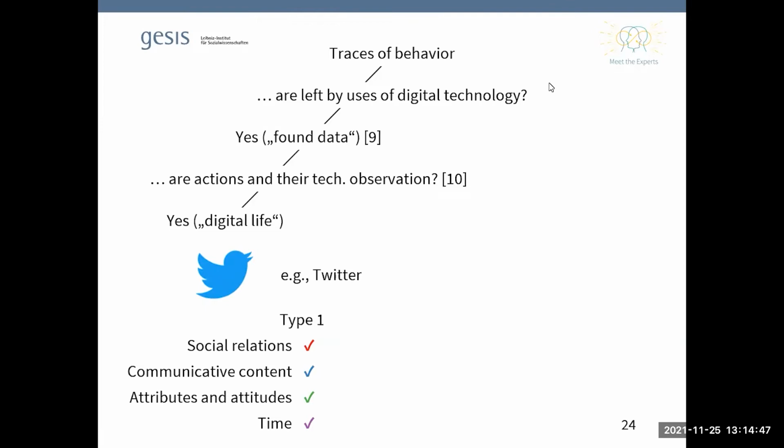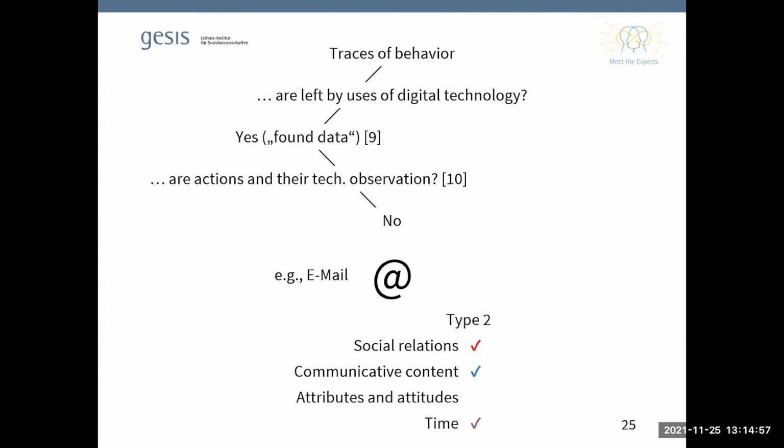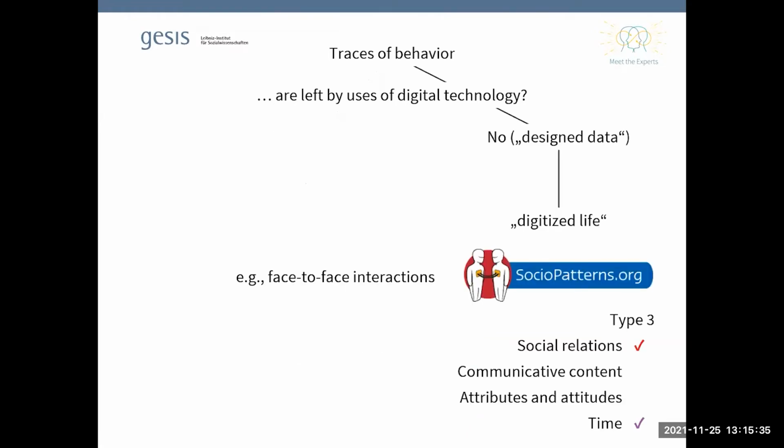And in this case, you have all four dimensions of digital behavioral data, as we saw. Now, in the second case, where the action is not its technically facilitated observation, an example is email. A telephone call would be another example, where it's easier to understand that the call is not its technically facilitated observation, as in the case of a tweet. But we'll later use the example of an email, where the attributes are not part of the email, but can be added to an email, as we will see later. Data can be enriched.